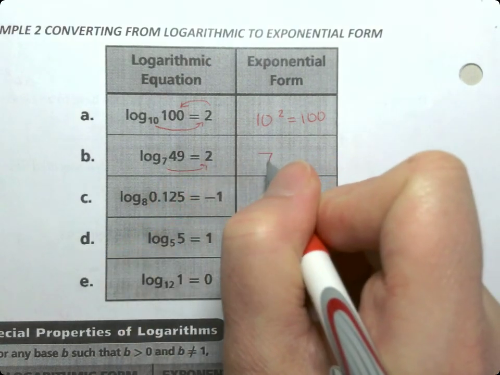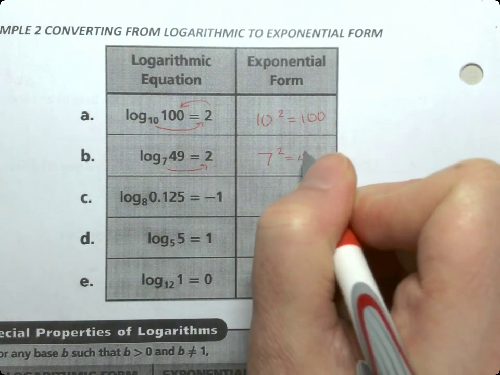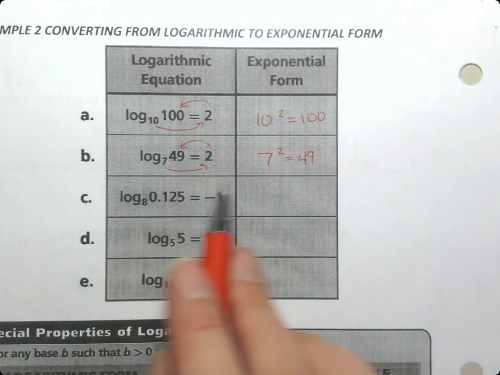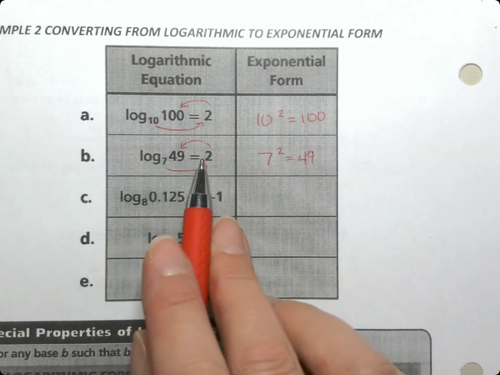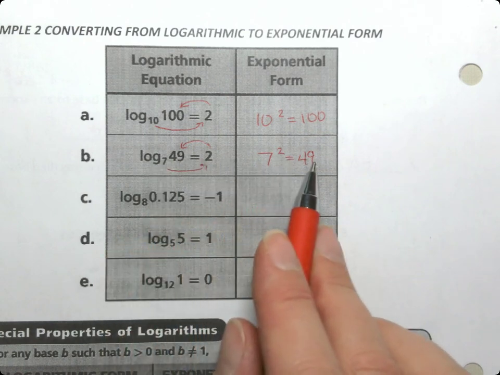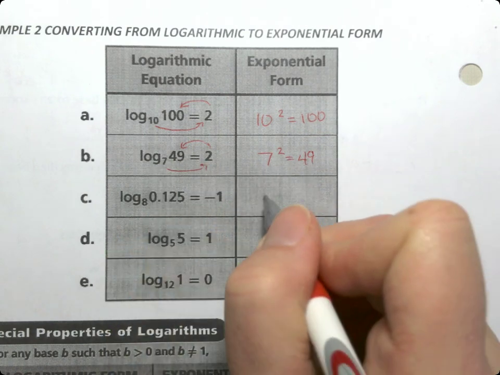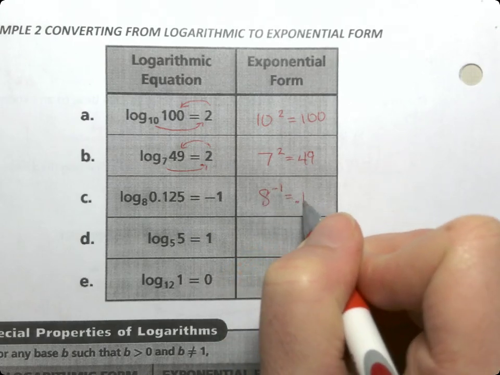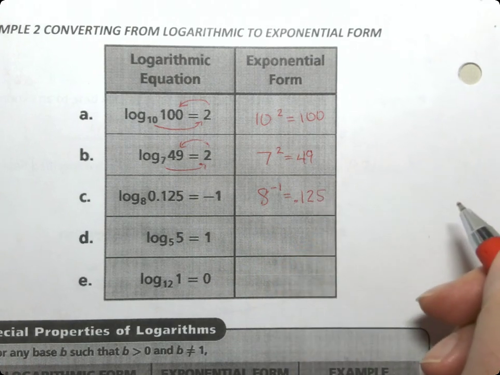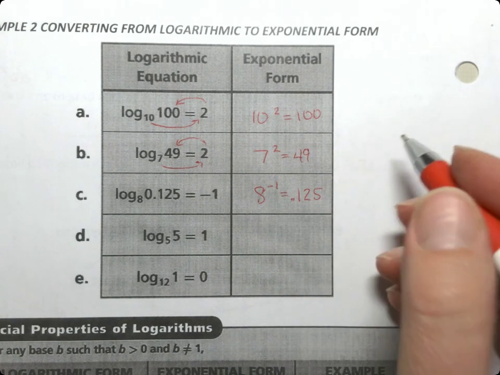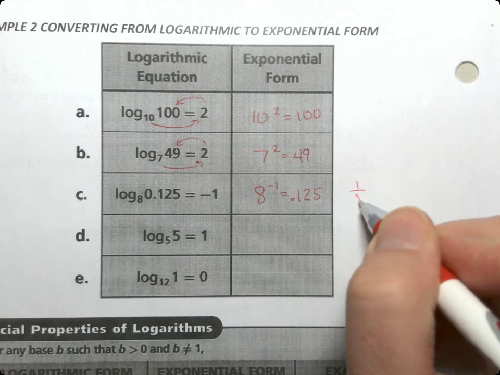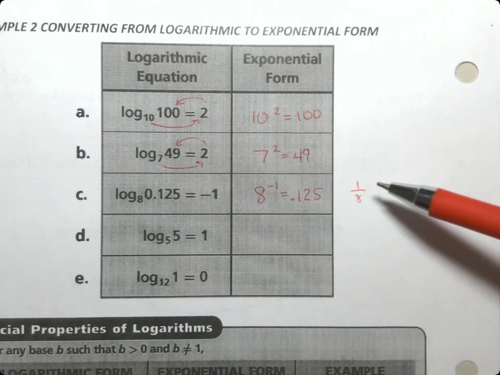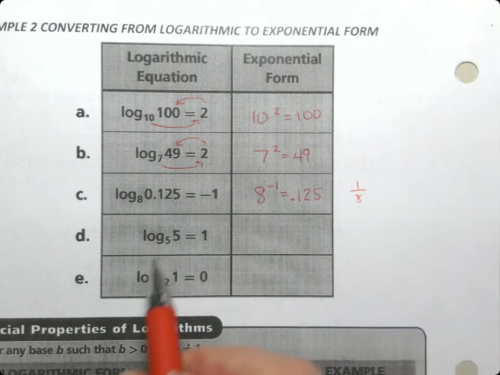7 to the 2 is 49. So base is your base. Logs solve for unknown exponents, so it becomes our exponent. All right, now this one would be 8 to the negative 1 equals 0.125. That makes sense because what is 8 to the negative 1? Isn't it 1 over 8, which is 0.125? We're going to need to understand these relationships. Okay, what about this one?